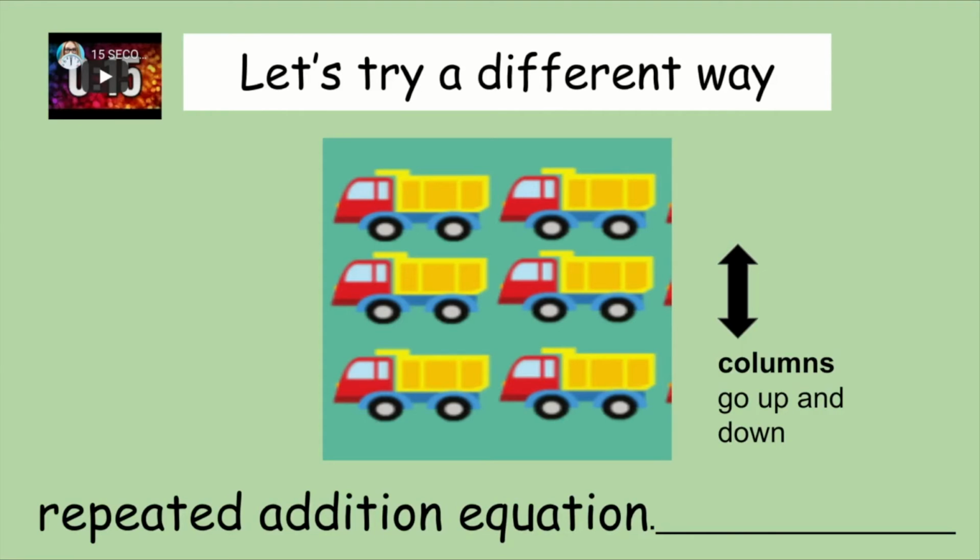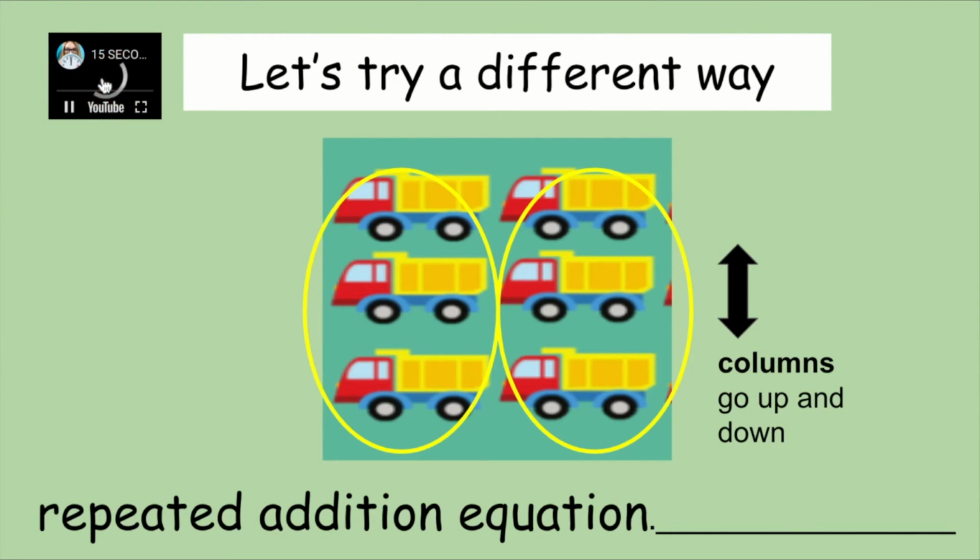Let's try to write a different repeated addition equation for the dump trucks array. You will need your paper and pencil this time. When we looked at the array earlier, we were focusing on the rows of the array. So we were looking at it from left to right. This time we will look at the columns, which go up and down. I will wait 15 seconds for you to try, and then I will tell you my repeated addition equation, and we'll see if our equations match. Begin.